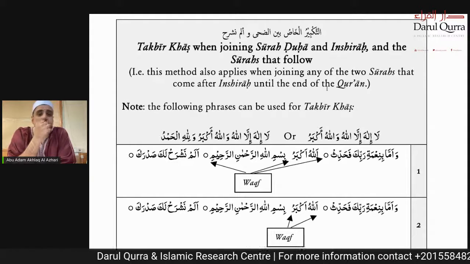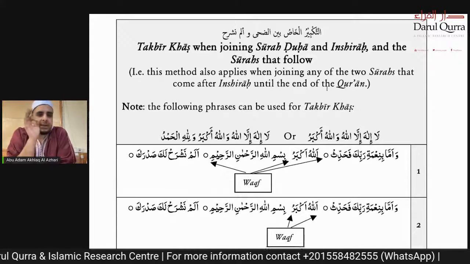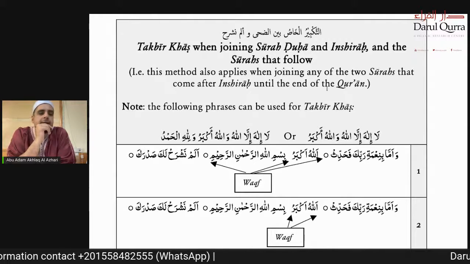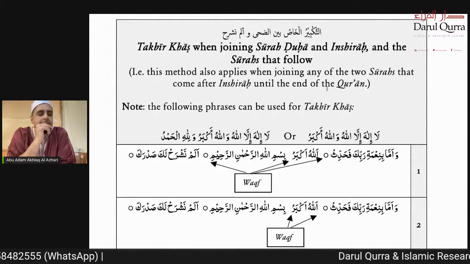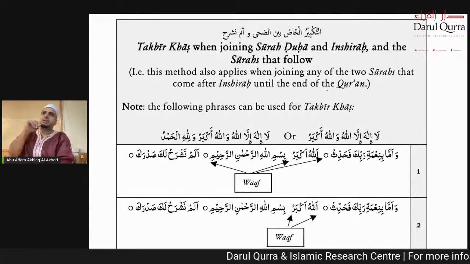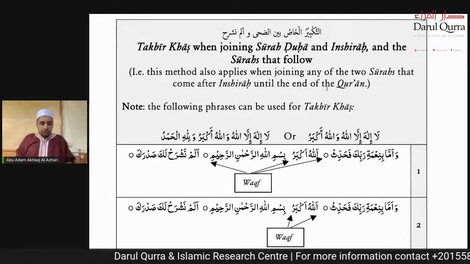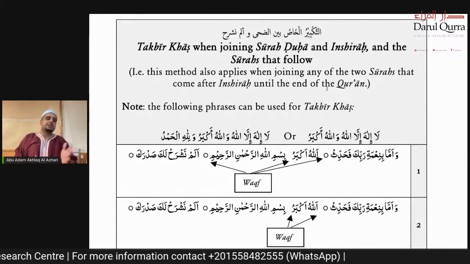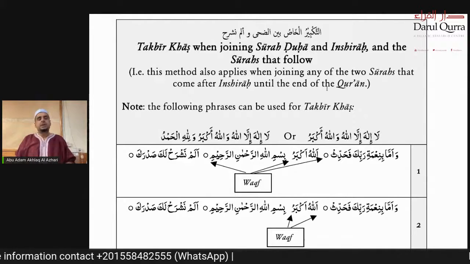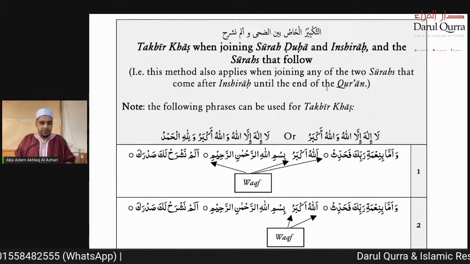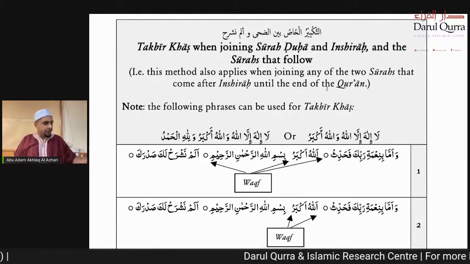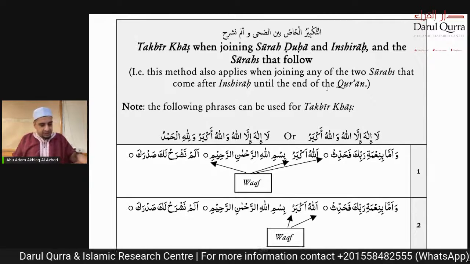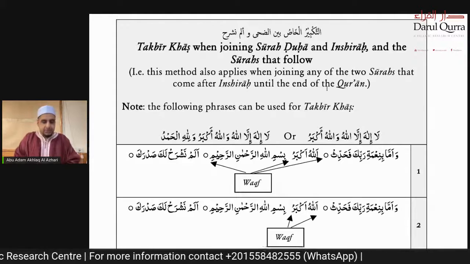Note, the following phrases can be used for takbir khas. For takbir khas, you could say La ilaha illallah wallahu akbar, or La ilaha illallah wallahu akbar wa lillahi alhamd. You probably heard Sheikh Abdul Basit rahimahullah and many other Egyptian qurra, when they recite Surah Duha, after Surah Duha, they do the takbirat and then they continue on the shorter surah. This is the sunnah of the Prophet sallallahu alaihi wasallam, a beautiful sunnah that we should always try to incorporate into our recitation.